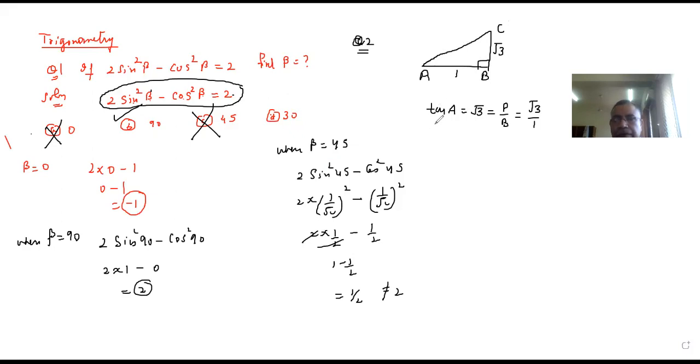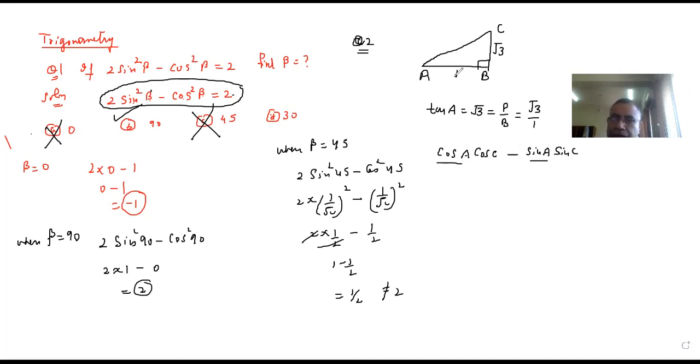This is my perpendicular, this is my base. I want to find out the value of cos A cos C minus sin A sin C. So for that I need the value of cos A, then I need the value of sin A. First I need these values.